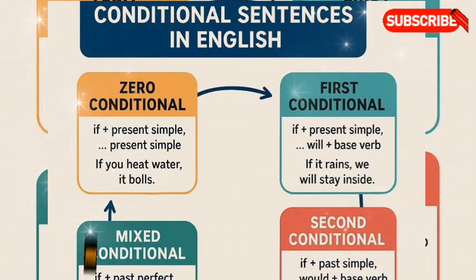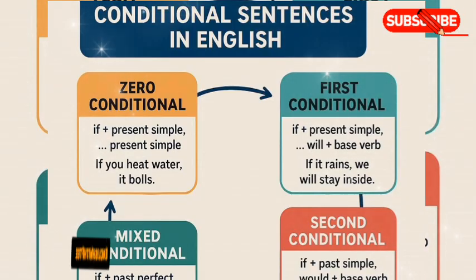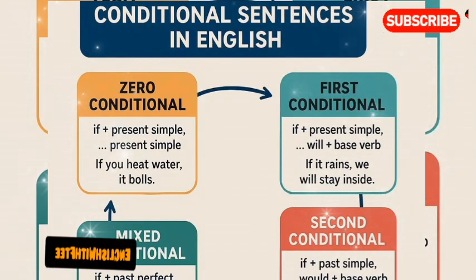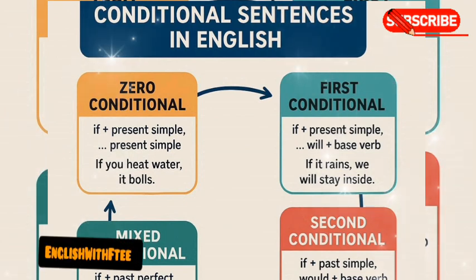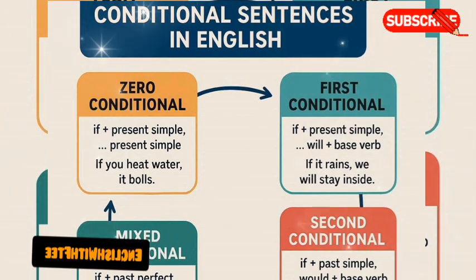Examples of zero conditional sentences. If you heat ice, it melts. If you mix blue and yellow, you get green. If you don't eat, you get hungry. If you don't water plants, they die.